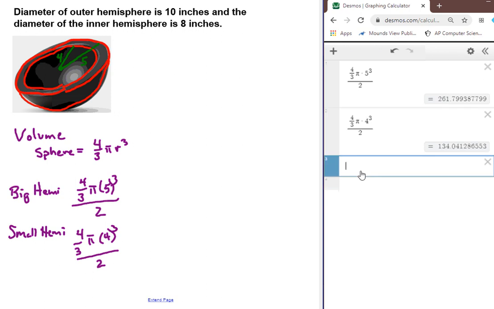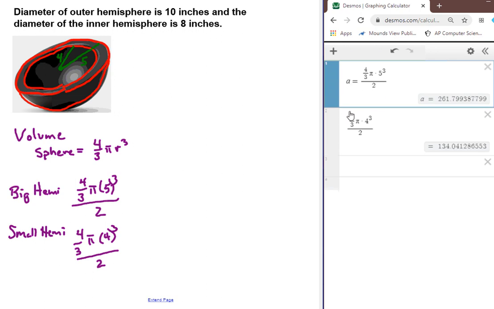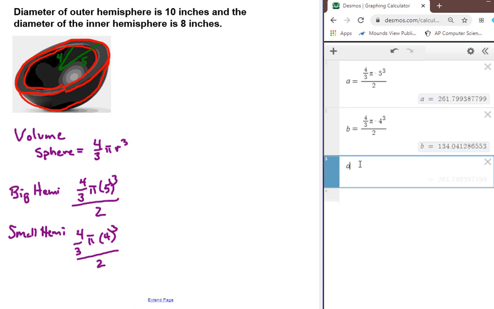That's good. Now, what are we going to do with those two numbers? Well, we've got this 261. And when we find the other one, it isn't more. It's actually less. So we're going to subtract it. And a quick way to do that, I'm just going to use A and B, which don't actually stand for anything. It's just a way to store it. And then I can put A minus B, because I'm going to take the big one minus the small one.